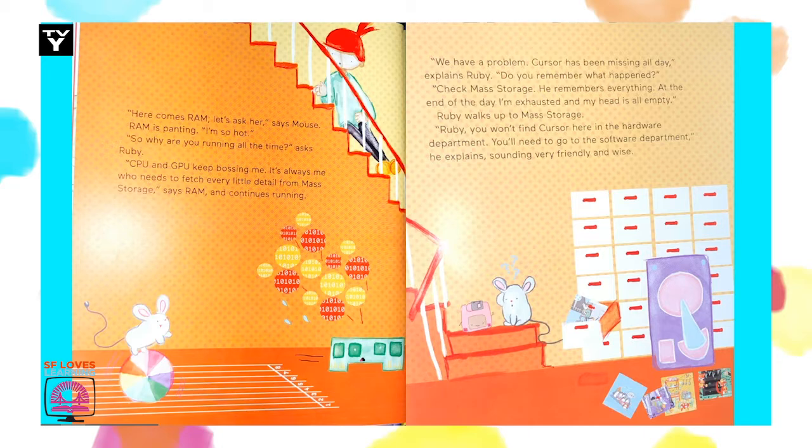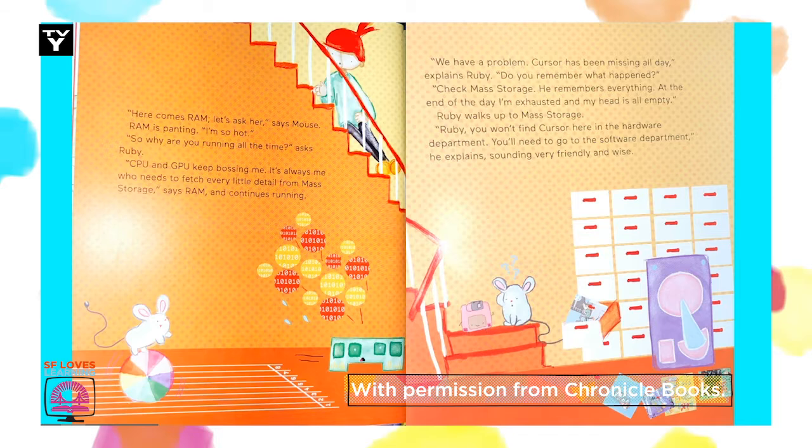We have a problem. Cursor has been missing all day, explains Ruby. Do you remember what happened? Check mass storage. He remembers everything. At the end of the day, I'm exhausted and my head is all empty. Ruby walks up to mass storage. Ruby, you won't find Cursor here in the hardware department. You'll need to go to the software department, he explains, sounding very friendly and wise.